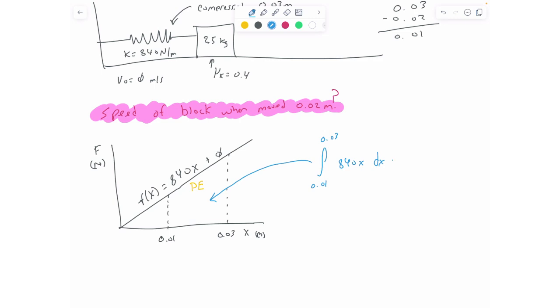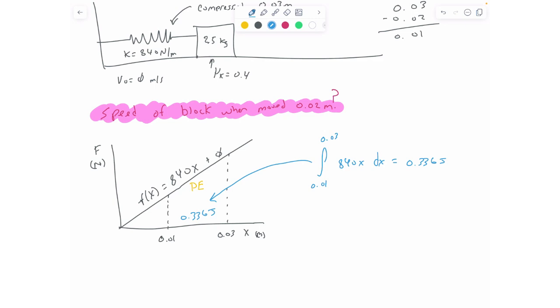And if you do that, you'll get 0.336. Because it's the area under the curve, it's in joules, right? So this is 0.336 joules. When the block moves from 0.03 meters to 0.01 meters, it has released 0.336 joules of potential energy.